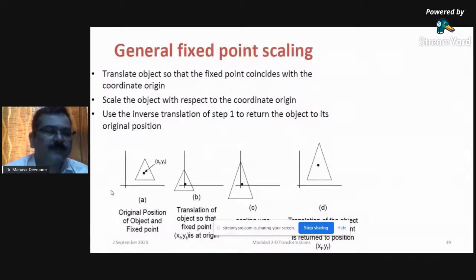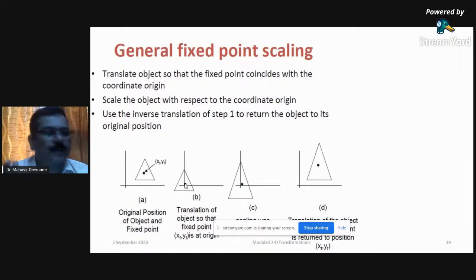So here again we are considering the same kind of triangle. Within this triangle, a particular fixed point (xf, yf) is considered. This particular fixed point is taken to the origin, as shown in diagram B. And now, as shown in diagram C, that particular object is scaled.